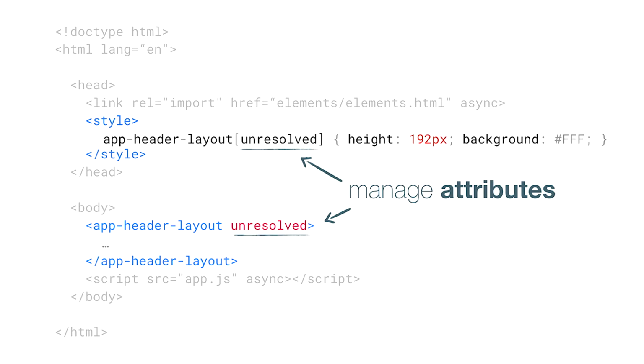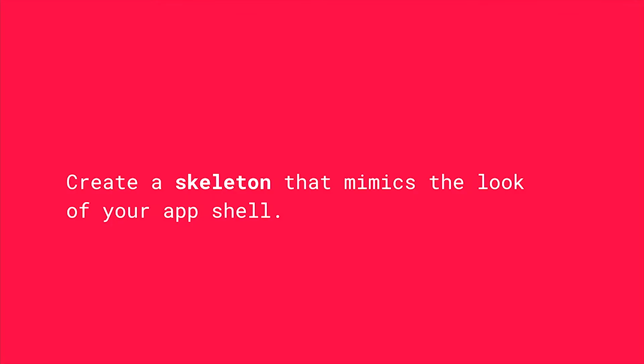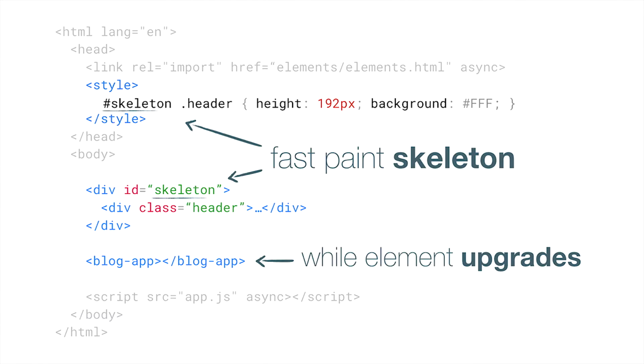Another alternative to this, which might be easier, is to just create a skeleton that mimics the look of your final app shell, paint that skeleton with inline styles, and then hide it when all of your elements upgrade. So what I'm doing here is I literally just have a div with some dummy markup that's going to represent my skeleton. And then I've got styles that are inline to paint that skeleton as fast as I possibly can. And then once my elements load in, right? Maybe I have my whole app contained in a single element, right? Once that upgrades, I hide that skeleton. Everything reveals itself at the same time.